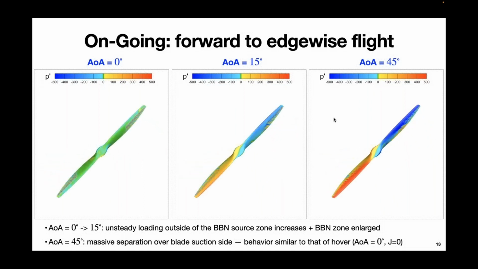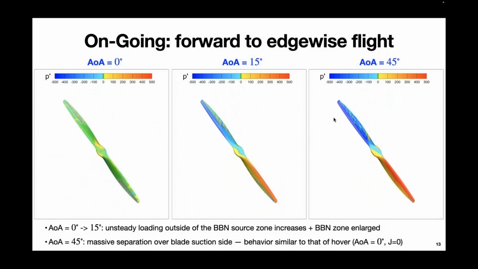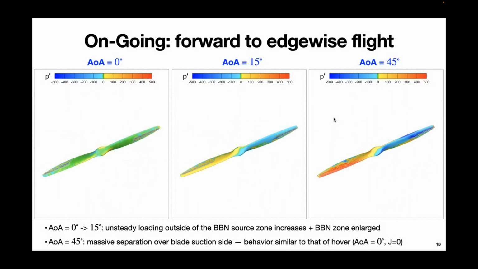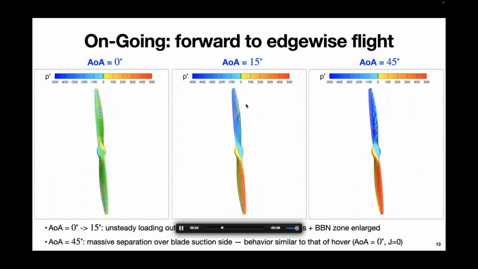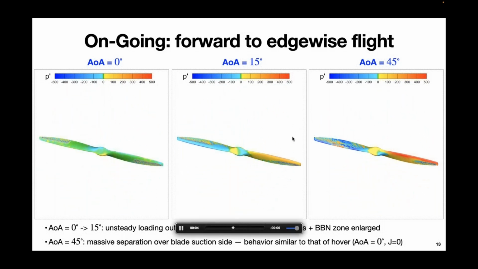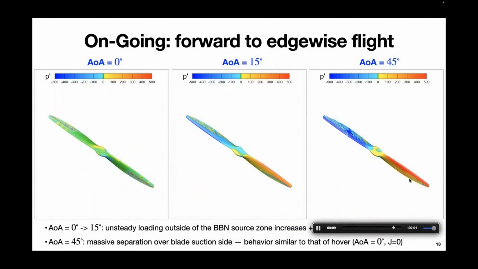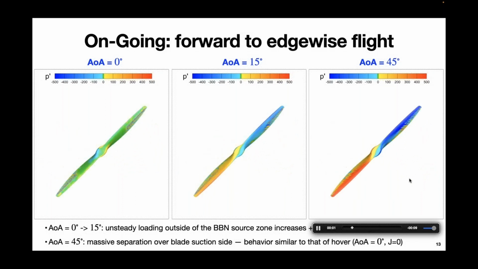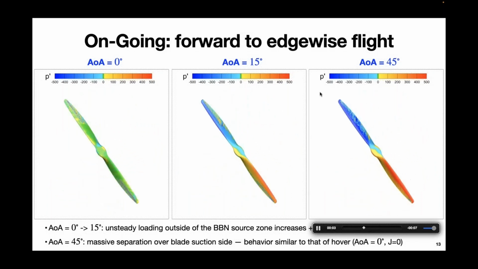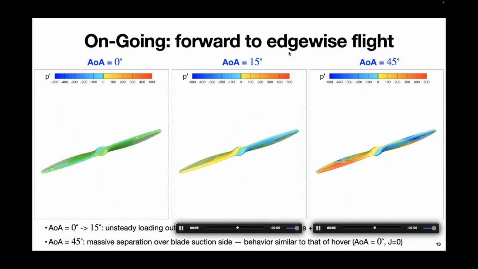When you go from 0 to 15 degrees angle of attack, you see that the unsteady loading region outside of the broadband noise zone has enlarged. So this means that we expect a much larger tone and also broadband level.